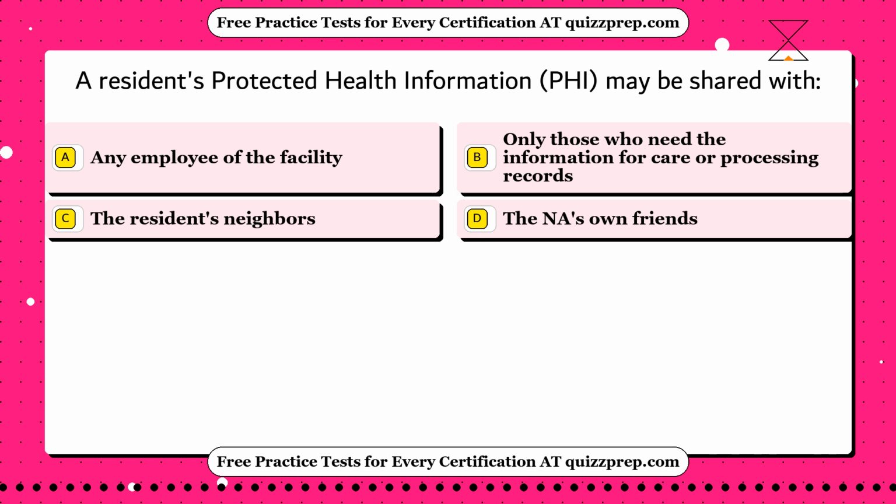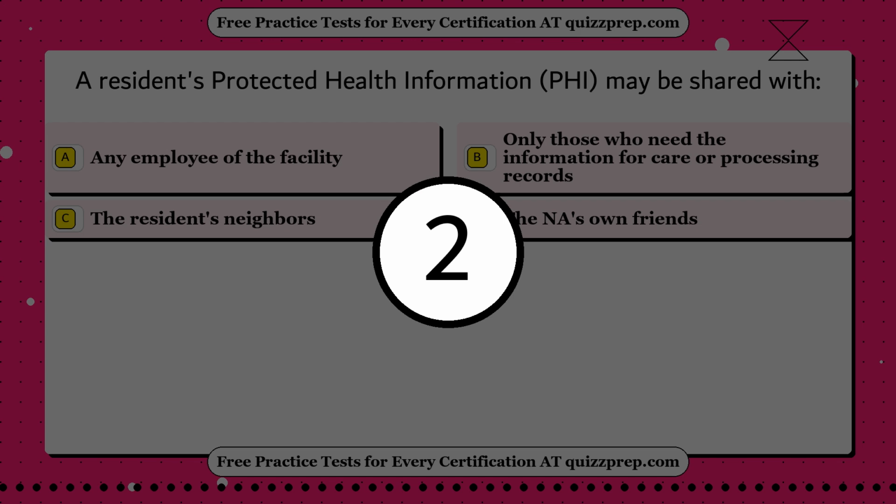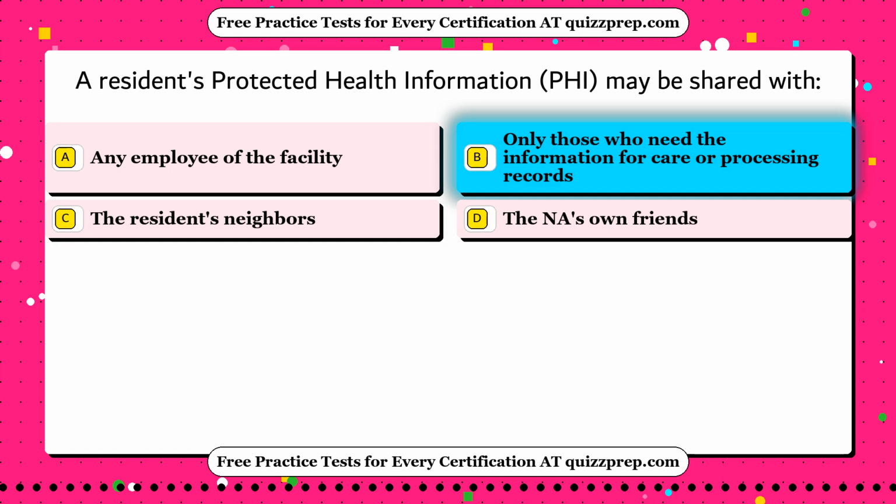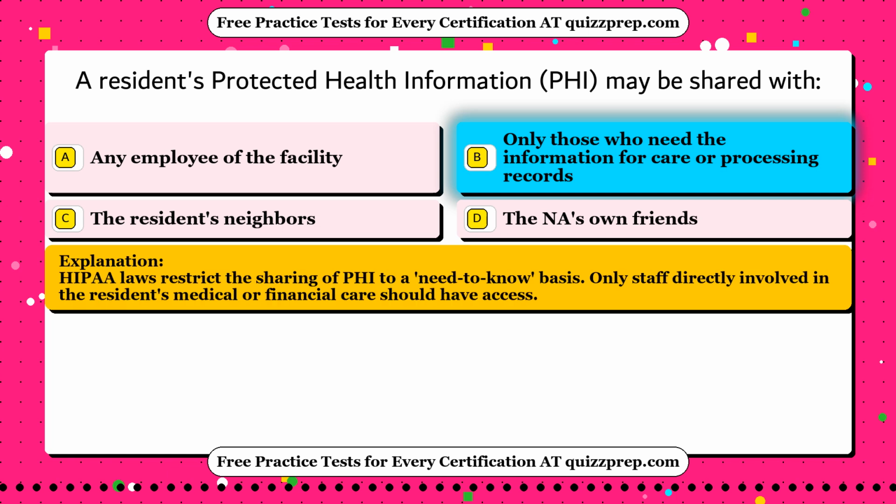Option C, the resident's neighbors. Option D, the NNAAP's own friends. The correct answer is option B. Only those who need the information for care or processing records. HIPAA laws restrict the sharing of PHI to a need-to-know basis.